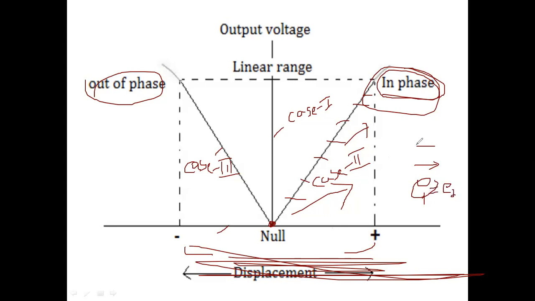Suppose I moved the core a little to the left side, not completely, only a small change. This small change in width changes the flux linkage between S1 and S2. If the flux linkage of S1 and S2 changes, then obviously the induced EMF will change, and then the differential output is going to change. Yes or no? Yes, sir. It has very high sensitivity.